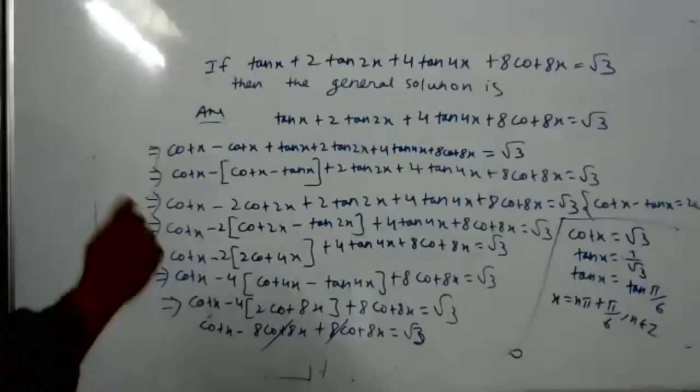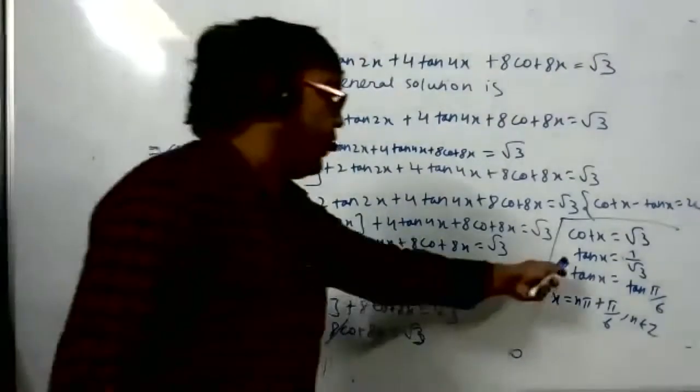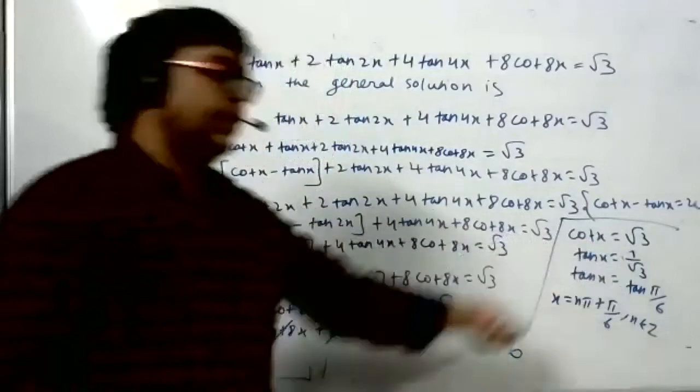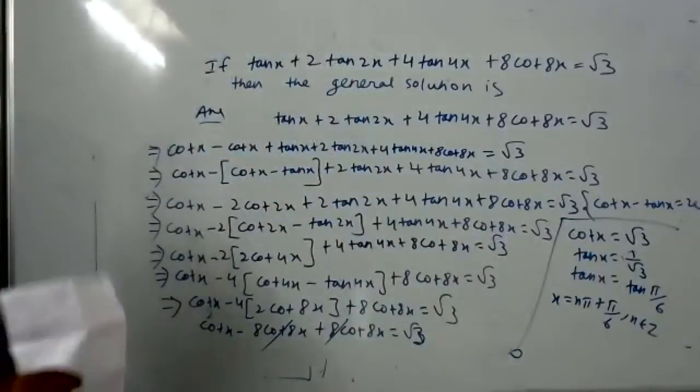If anybody has even a small doubt, you can ask me. Here, I think you're confident now. 10 theta is equal to 10 alpha. Use the formula: theta is equal to n pi plus alpha.